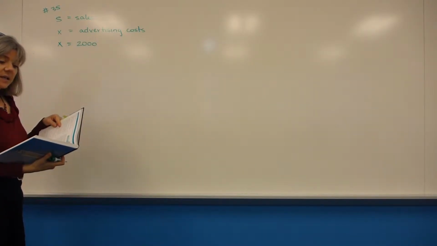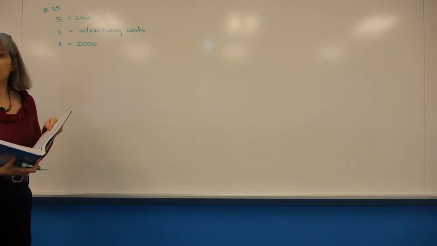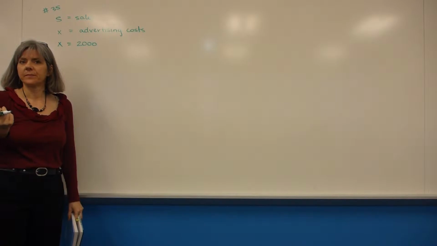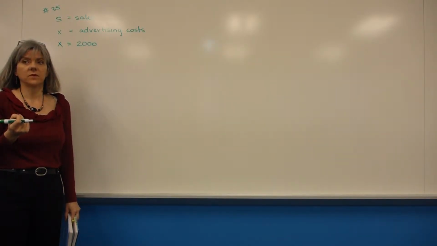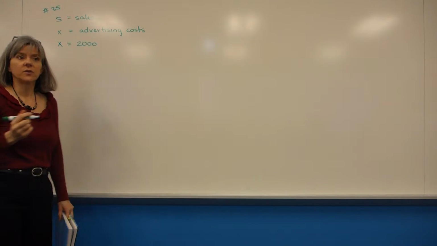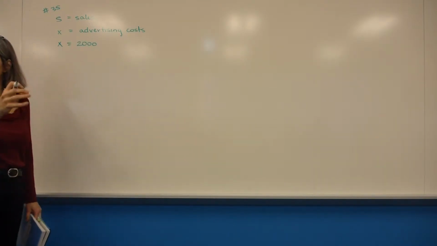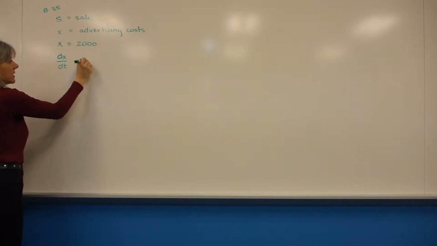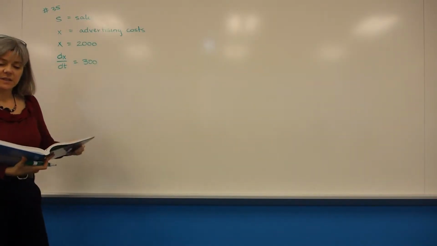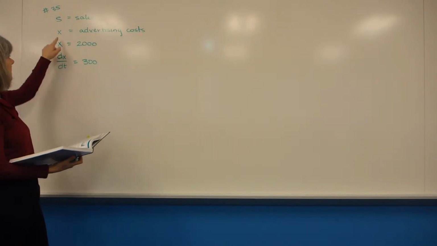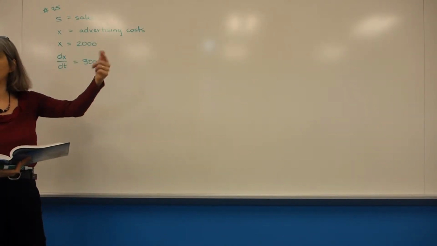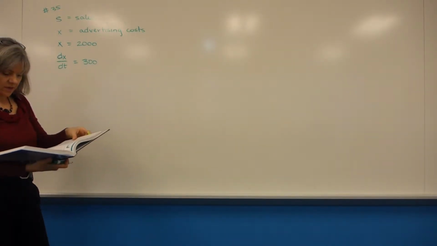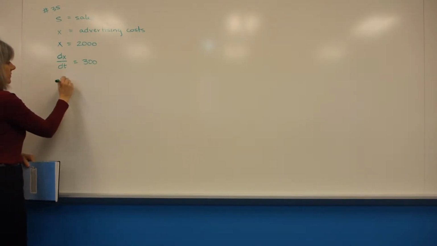The next sentence says, and these costs are increasing at the rate of 300 per week. So increasing at the rate of, that makes you think of what? Derivatives. Yes, derivatives. So increasing at a rate of per week, that's per time. So that tells me that dx/dt equals 300. And I get that by seeing that the costs, x, are increasing at the rate of, that means derivative, so dx/dt. And then it tells me that they are related this way.